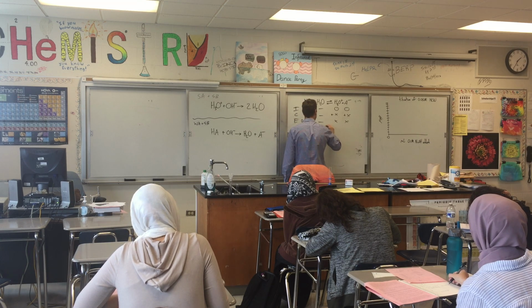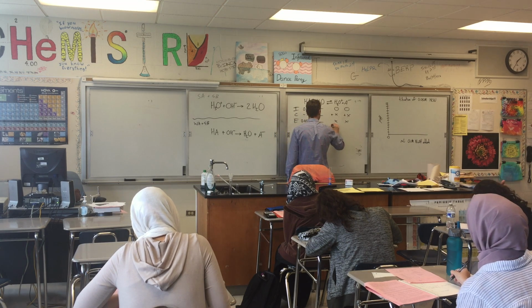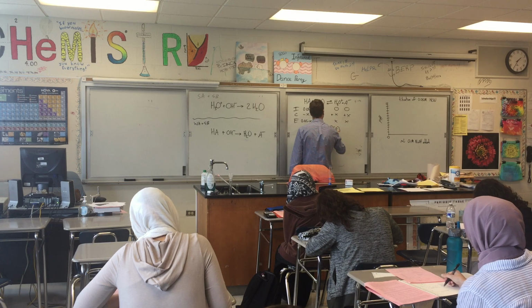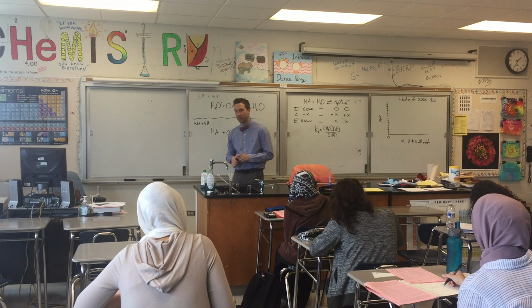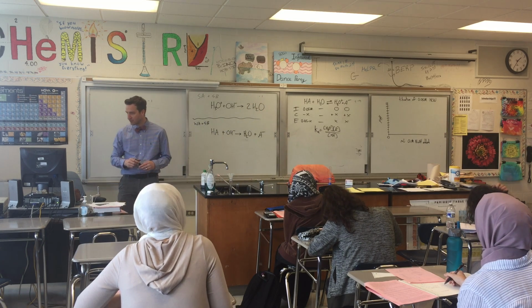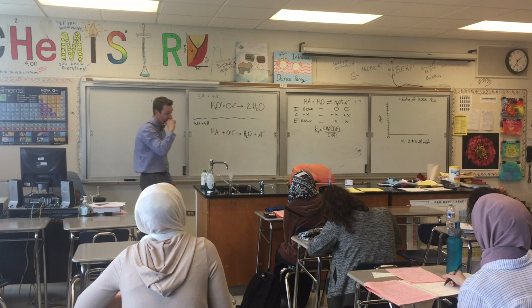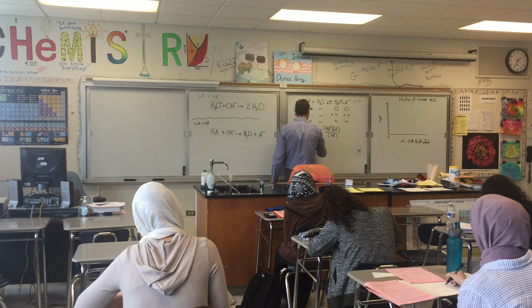We know the Ka can be written as the concentration of the products over the concentration of the reactants. And to actually get an answer, we need a value of Ka. And I just Googled it. It's 6.2 times 10 to the minus 10.